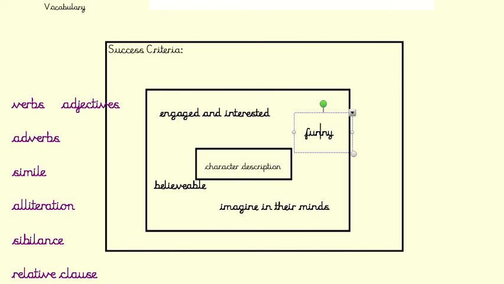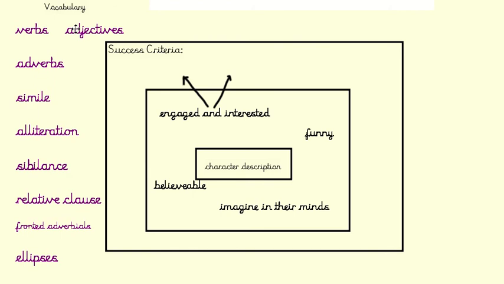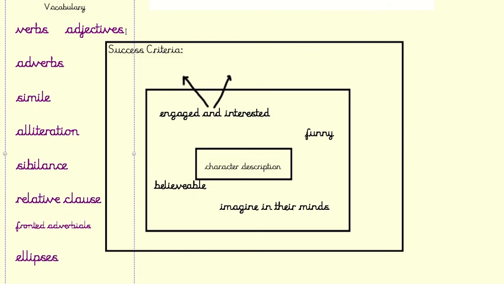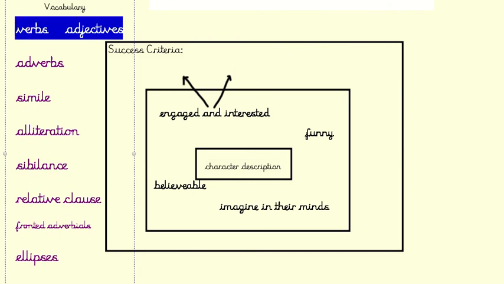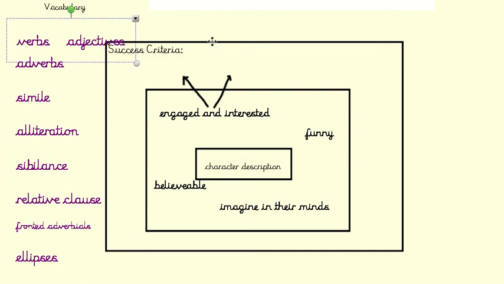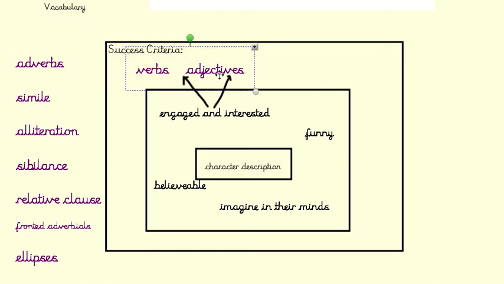For example, I want my reader to be engaged and interested. I'm going to think now about the writing techniques I need to use to achieve this impact. This is the list of writing techniques that we gathered yesterday from the model text. So I know verbs and adjectives are key to ensuring that a reader is engaged and interested.